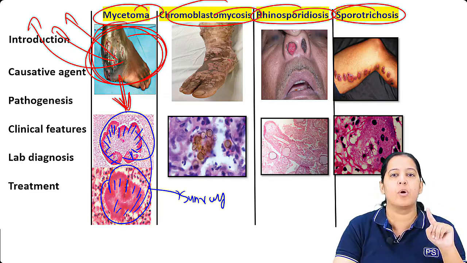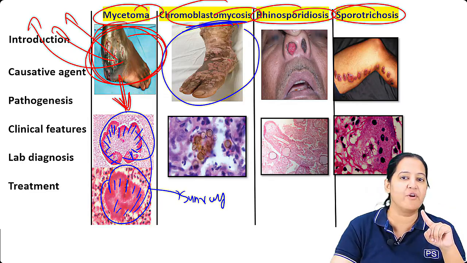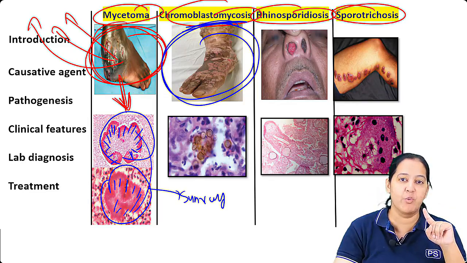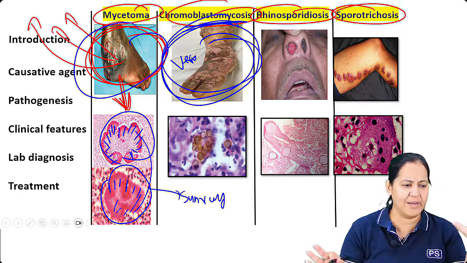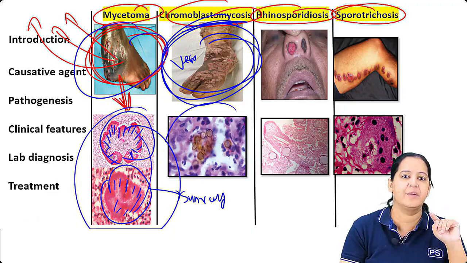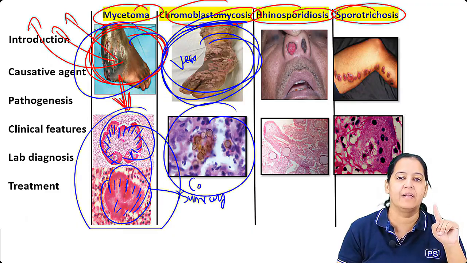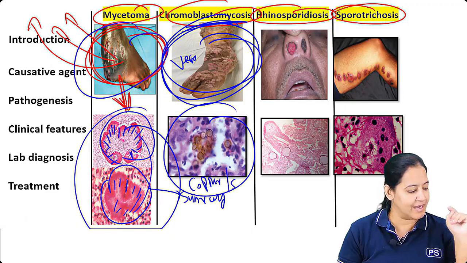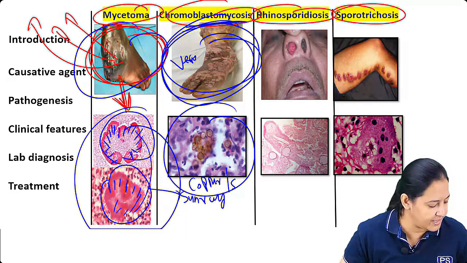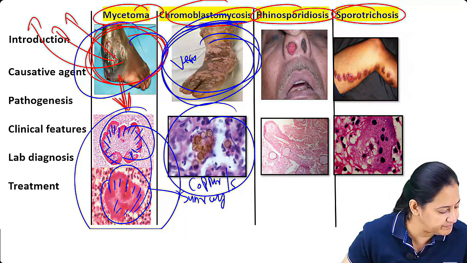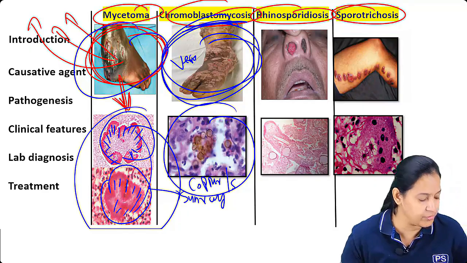The second is chromoblastomycosis. Learn the verrucous lesion. You can't afford missing the verrucous word. See the presentation here, absolutely different. See the biopsy here. Here we get copper penny or sclerotic body. Can you see it? Let me open this also. Okay, can you see it?